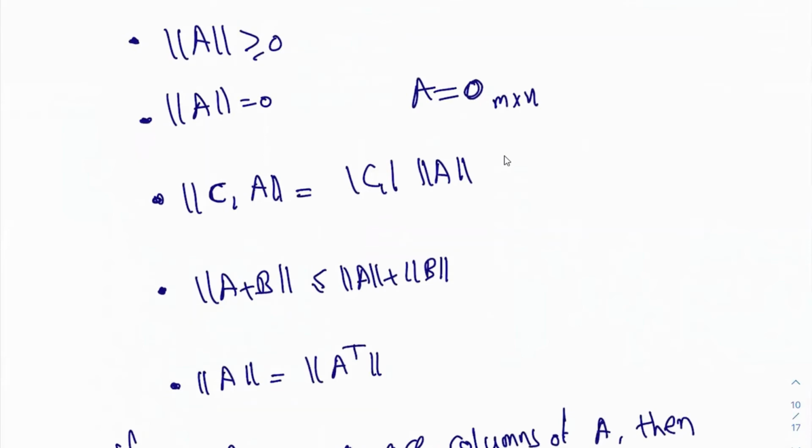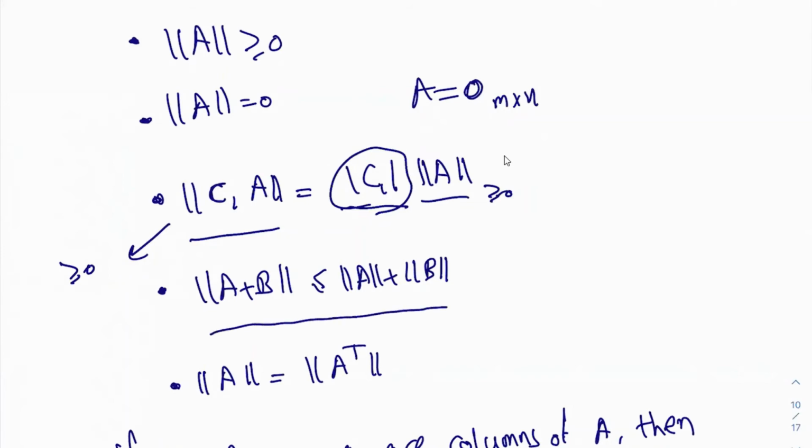Then this property says that when you multiply matrix A by a scalar C1, remember the norm is always non-negative. When you bring this scalar outside the norm operator, make sure that you bring it with the absolute value, because the norm is always positive. This side is always greater than or equal to 0, so this one had better be greater than or equal to 0, and that's why we need the absolute value. Triangle inequality, remember, for vectors was valid when we had defined a norm of a vector.